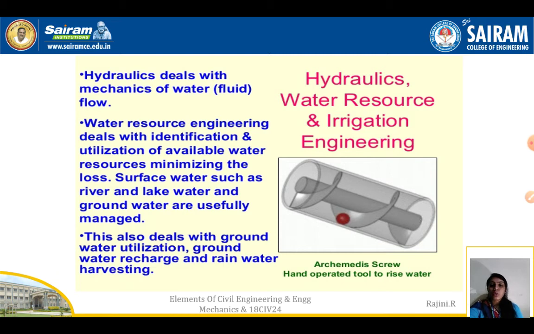In the word hydraulics, you can see hydro. Hydro means water. So definitely here we are dealing with how the water will flow, how that fluid will move. So it is a study of the flow of water. In the easiest definition, hydraulics is dealing with the flow of water, designing the flow of water. Water resource engineering deals with the identification and utilization of available water resources, minimizing the loss.